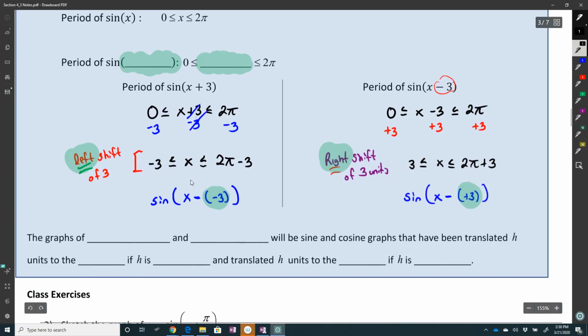So the graphs of sine of x minus h and cosine of x minus h will be sine and cosine graphs that have been translated h units to the right if h is greater than 0. And again, that's because of that minus sign that's already present. And translated h units to the left if h is negative.